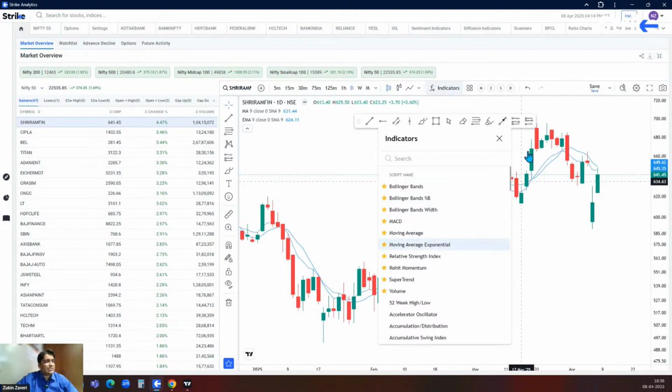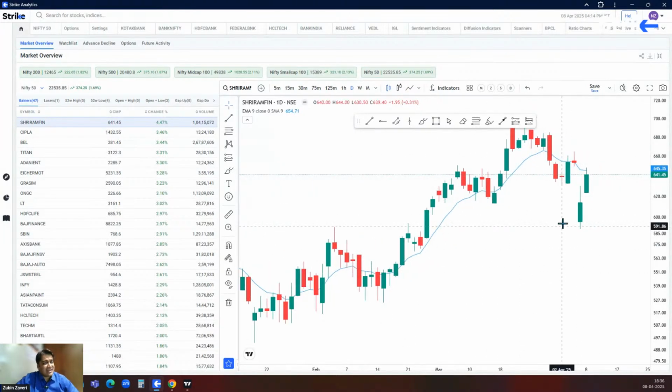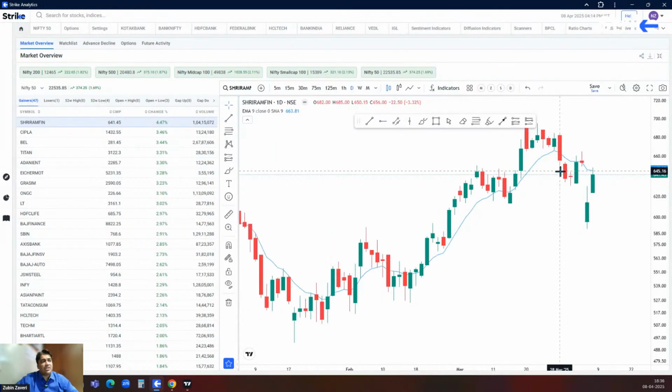Likewise, we have exponential moving average. So this particular blue line, which I've just put on the chart, is again like a moving average, but some more weightage is given to the recent data. Okay, rather than the past, more weightage is given over here. So there is a slight change in calculation.